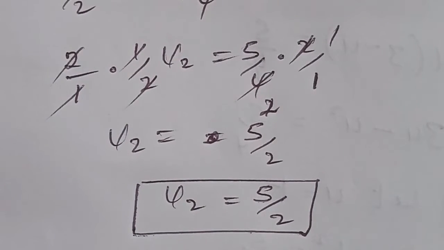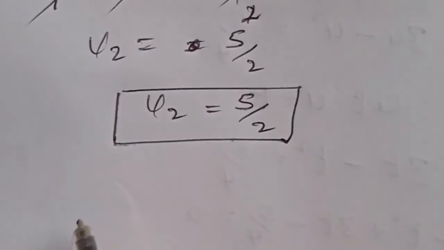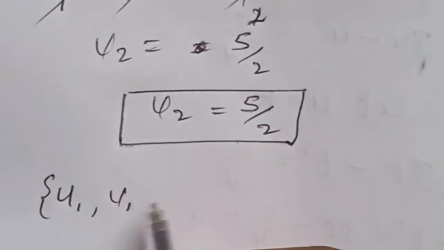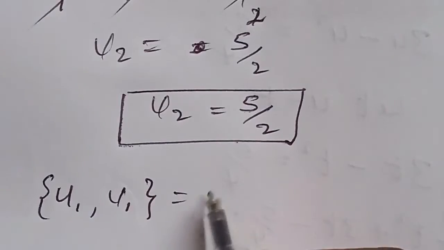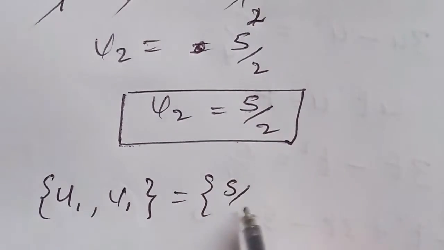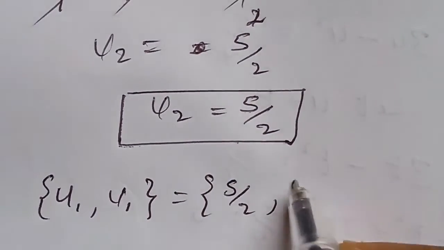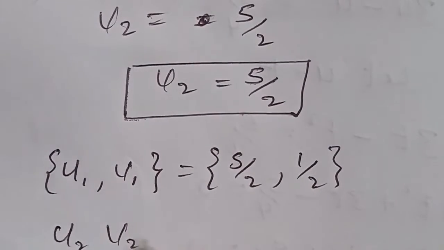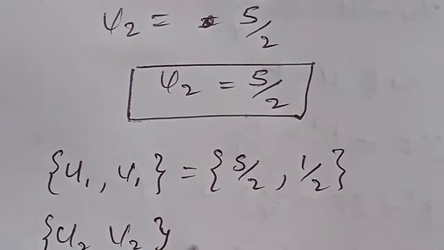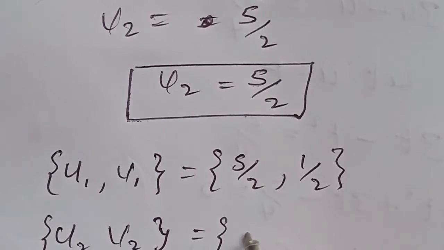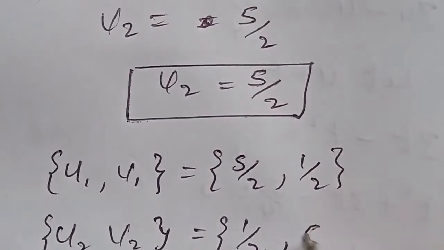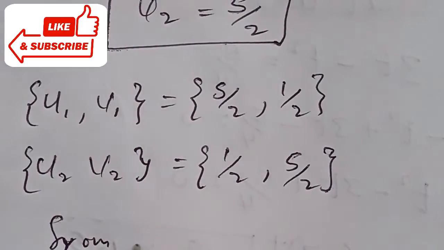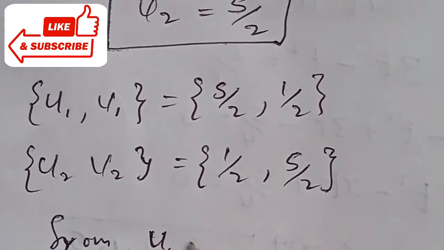Okay. This implies that u1, v1 will now be equal to 5 over 2, 1 over 2, while u2, v2 will now be equal to 1 over 2, 5 over 2. From u1, v1.